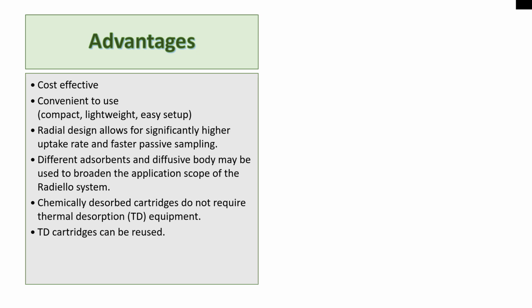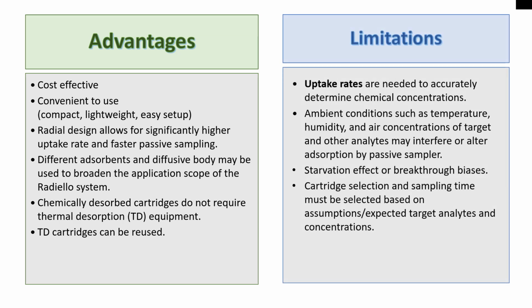Some of the advantages of the Radiello device include: they are compact, lightweight, and easy to set up. The radial design allows for higher uptake rates to the adsorbent cartridge. The thermal desorption cartridges can be reused. Some limitations of the device are that uptake rates of the air are needed to accurately determine chemical concentrations. Atmospheric conditions such as temperature and humidity can interfere or alter absorption, and attention to the cartridge selection must be based on the project's data quality objectives and target chemicals.